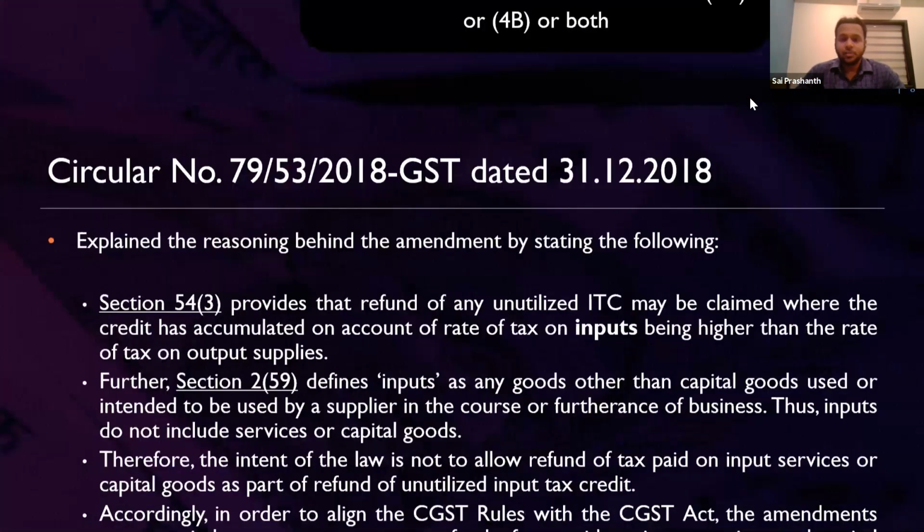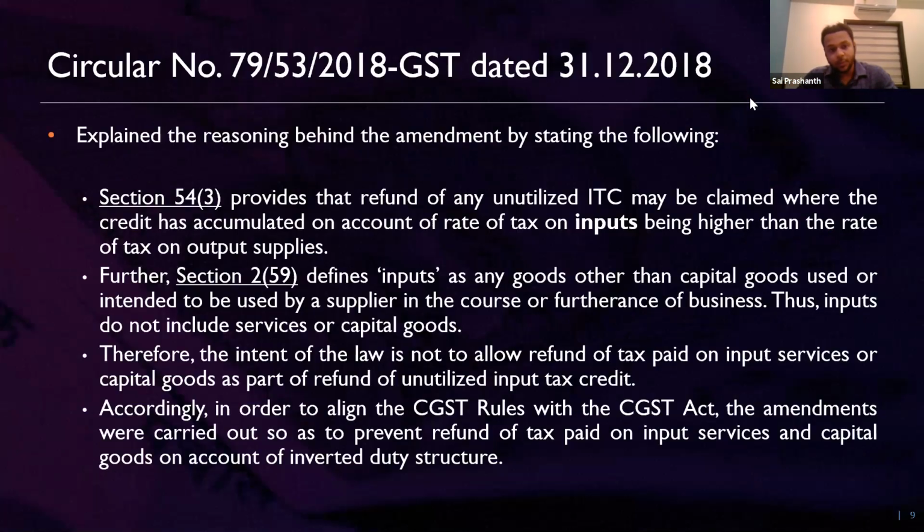So after the amendment, there was a circular that was issued by the department. There were a lot of points discussed in the entire circular, and one of the points was the reasoning behind the amendment. So they said 54.3 provided that refund of any unutilized ITC may be claimed where the credit has accumulated on account of rate of tax on inputs being higher than the rate of tax on output supplies. Further, Section 2(59) defines input as any goods other than capital goods used or intended to be used by a supplier in the course of business. Thus, inputs do not include services or capital goods.